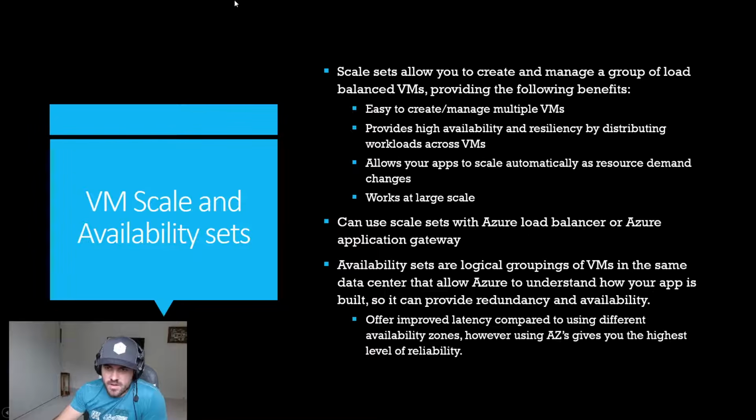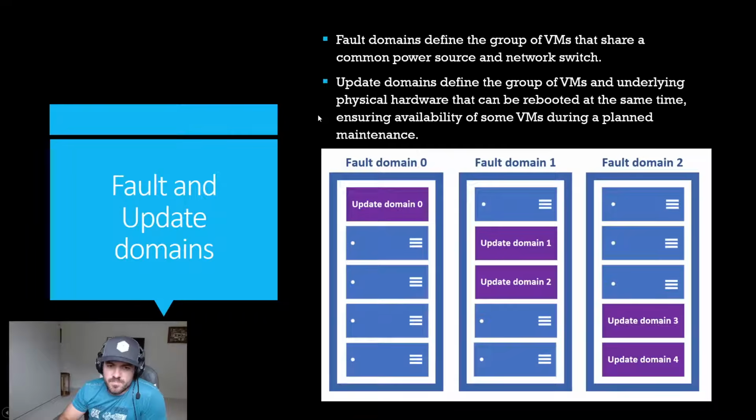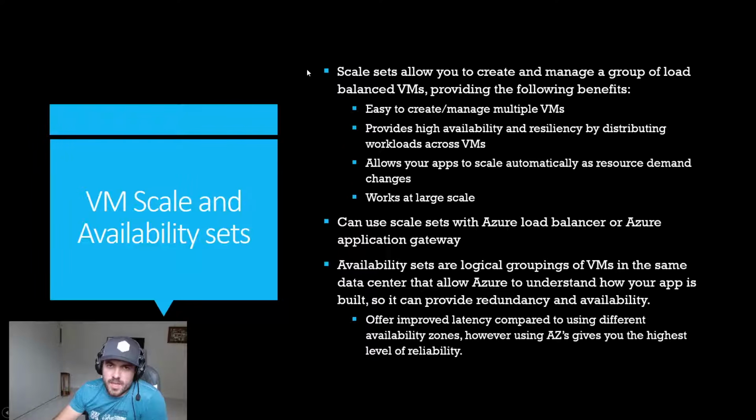All right, so VM scale sets and availability sets. Scale sets allow you to create and manage a group of load balanced VMs, providing the following benefits. It's easy to create and manage multiple VMs, as they're all grouped together. It gives you high availability and resiliency by distributing workloads across the different VMs in your set. And it allows your applications to scale automatically as resource demand changes, which you may guess from the name of scale sets. And then, of course, they work at large scale because you can scale basically as much as you need. You can use scale sets with Azure Load Balancer or Azure Application Gateway.